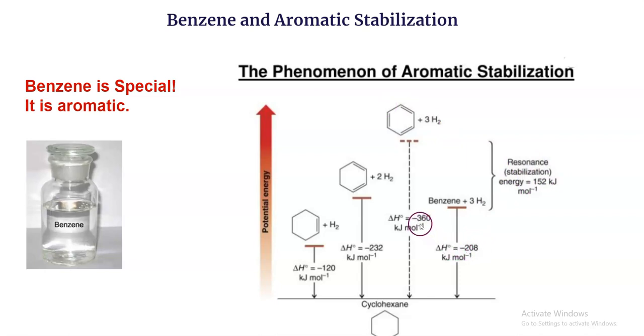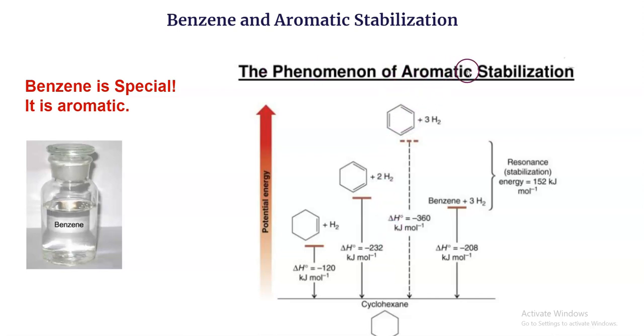The difference between negative 360 and negative 208 is 150 kilojoules per mole. That's the amount of energy, the stabilization energy that benzene has because of the aromaticity, or because of the cyclic conjugation of the pi electrons. So the heat of hydrogenation is also indicating to us that benzene is not a triene, not a cyclic alkene, but a molecule in itself, a different category of molecule, which is basically an aromatic molecule.